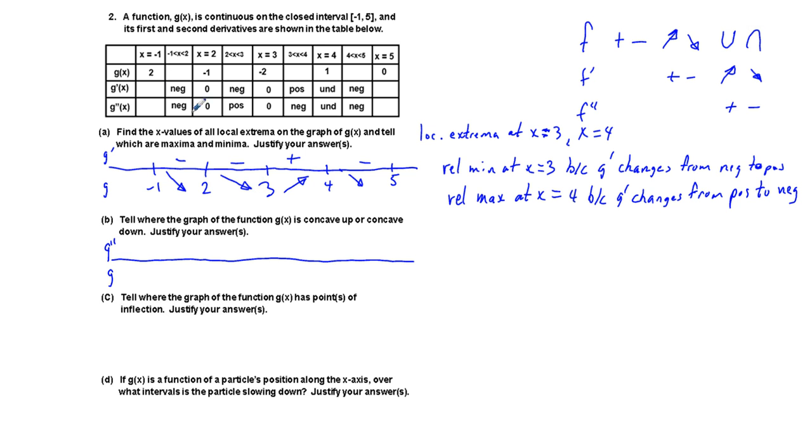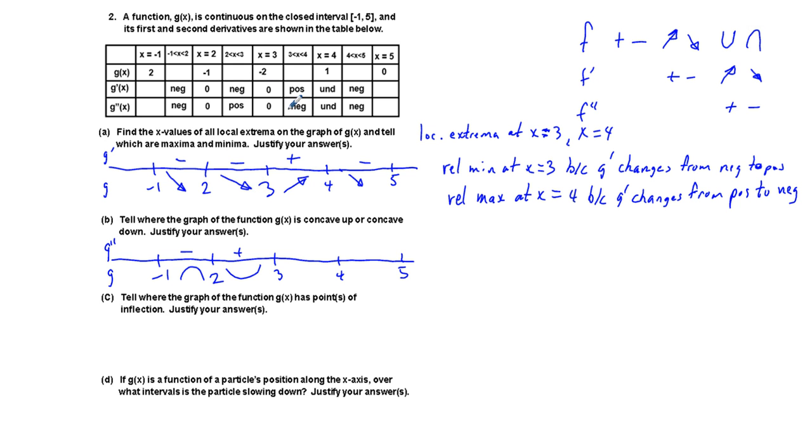And so we're looking at these changes here. So between, we have -1, 2, 3, 4, and 5. Okay, between -1 and 2, negative. So we are concave down in that interval. Between 2 and 3, we have g double prime being positive, concave up.